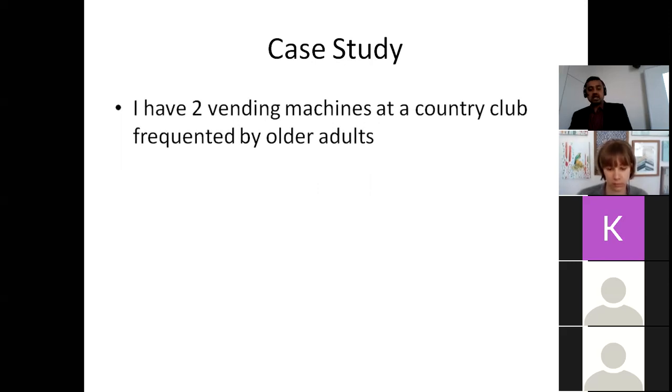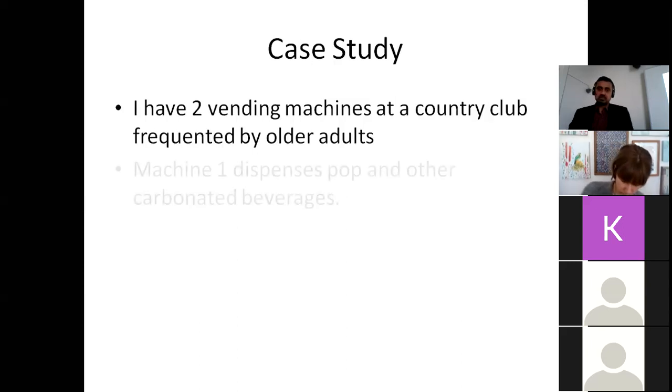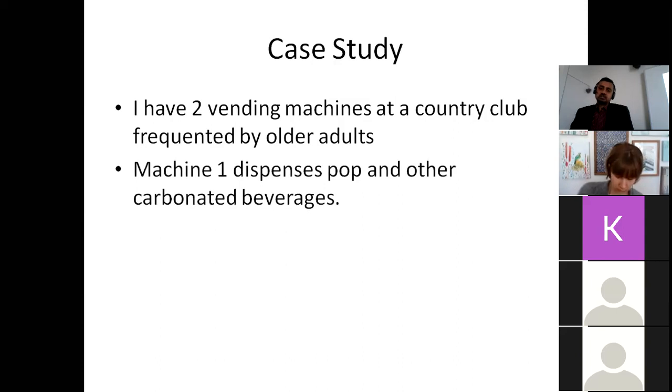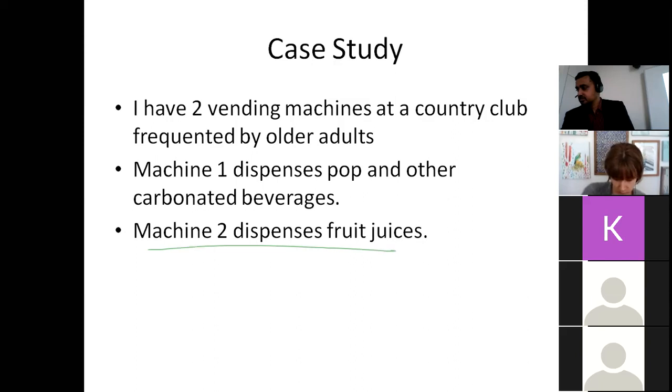So let's look at some challenges with case studies. I have 2 vending machines at a country club, which is frequented by older adults. It could be a seniors club, it could be an older adults club, whatever it is. Both of them supply beverages. It is the middle of summer. Machine one dispenses pop and other carbonated beverages. Machine two dispenses fruit juices. Interestingly, I find that machine one gets used a lot. It gets emptied all the time. Machine two barely gets empty.